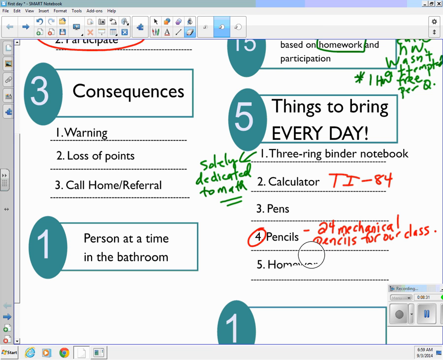And last but not least, you got to bring your homework with you. Homework doesn't count if you don't bring it with you. Homework is a critical aspect of any math class, and especially this class because we spend quite a bit of time diagnosing and discussing homework problems.